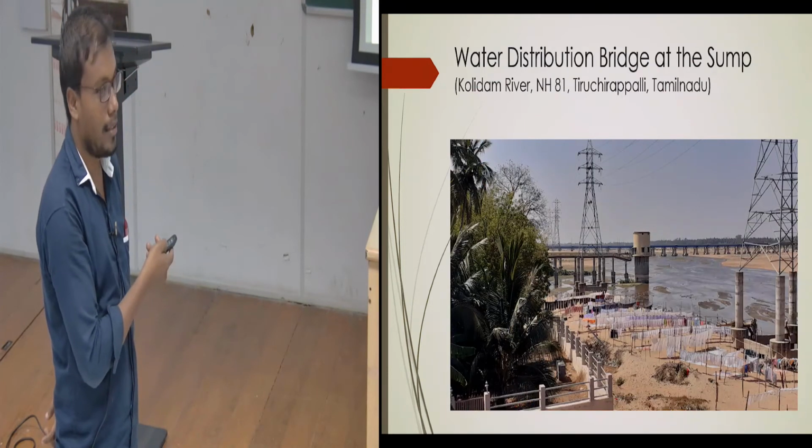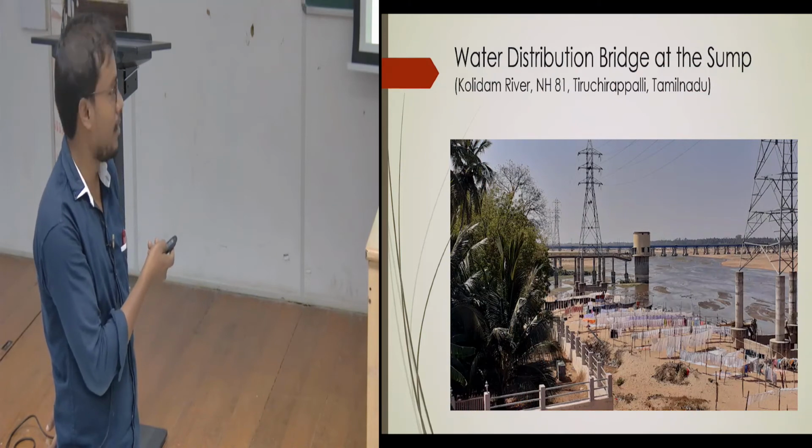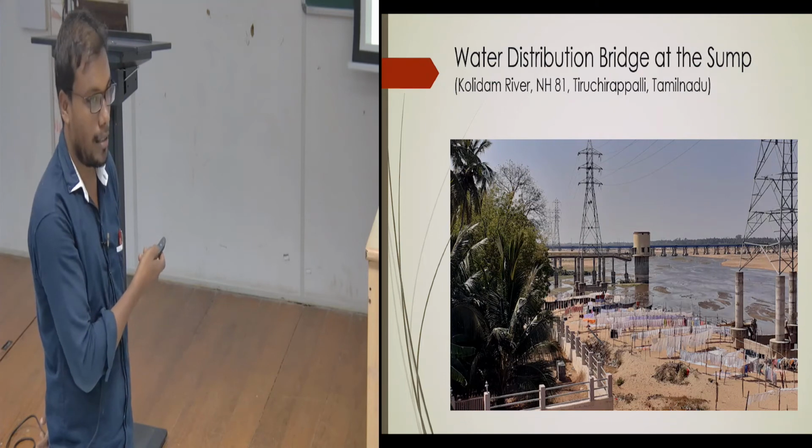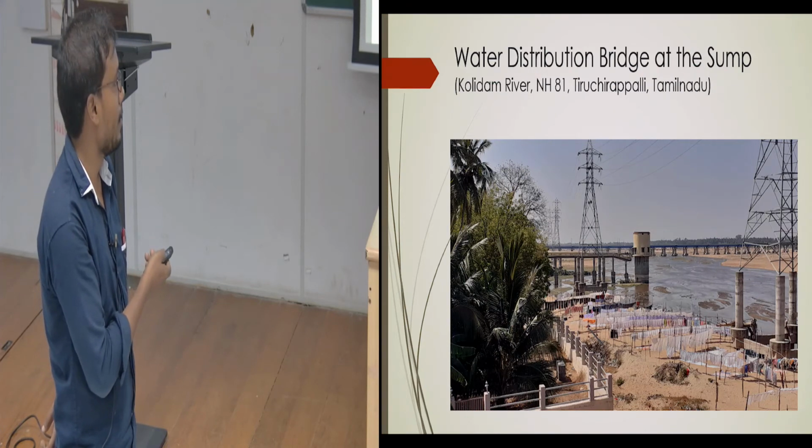You can be familiar with this. Shen sir has just solved this problem here. This is in the Koli Dam river. Those transmission towers were not there before.